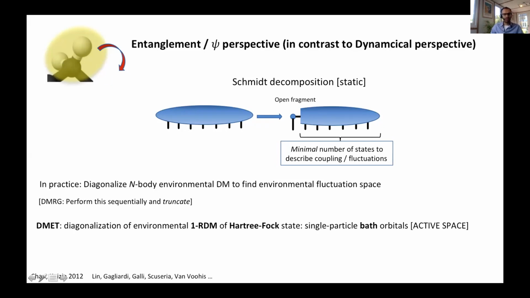And then in 2012, Chan and Knizia developed this density matrix embedding theory, where they said, okay, let's imagine that our state is not an arbitrary quantum state, but a mean field state describable by a single Slater determinant. Then we can take our atomic local fragment and do the Schmidt decomposition, and what comes out are environmental states that describe the coupling that are one-particle states. So they're just orbitals in the environment. And that gives us a way to create active spaces.